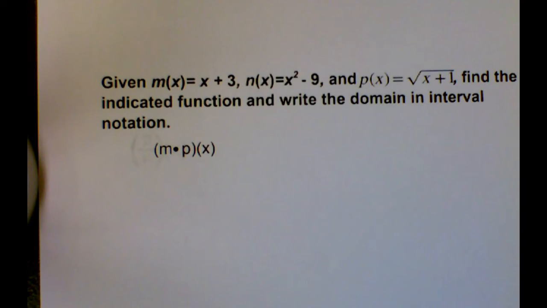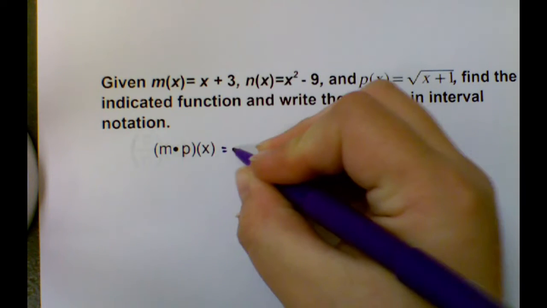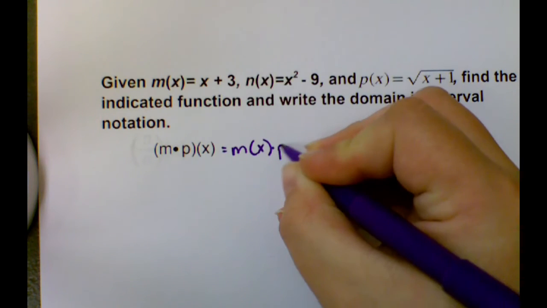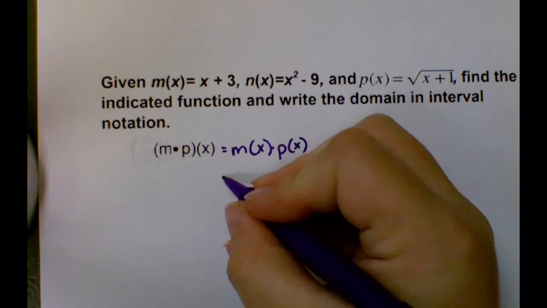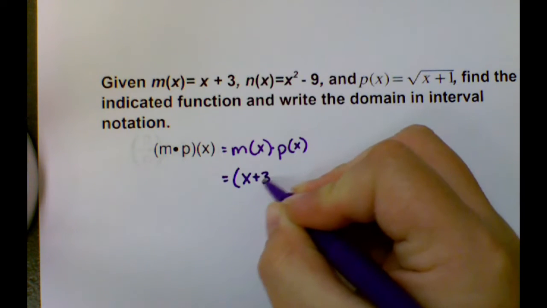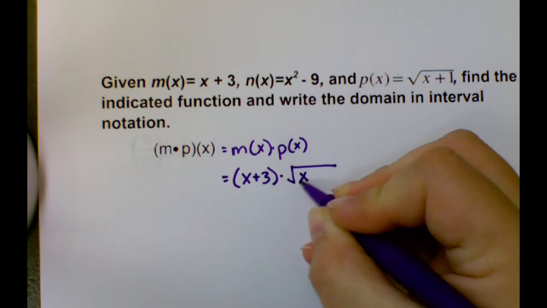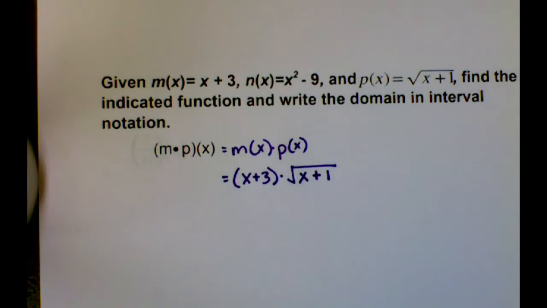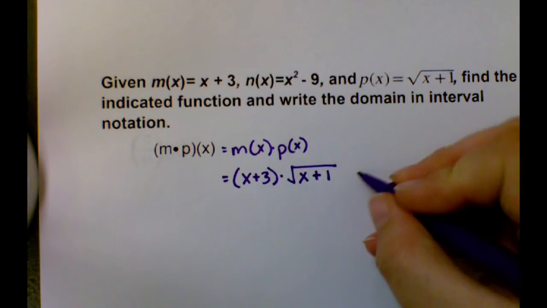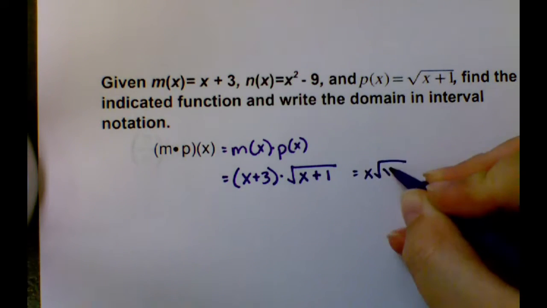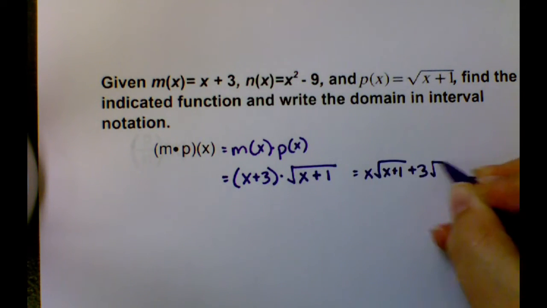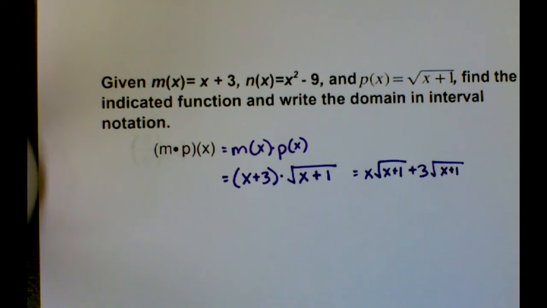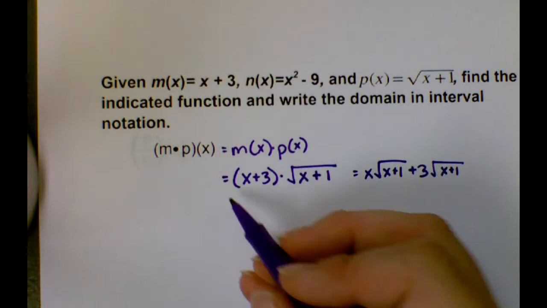For m times p of x, we're going to take m of x and multiply by p of x. M of x is x plus 3. P of x is the square root of x plus 1. Now there's really no simplifying that I can do here. I can distribute the square root of x plus 1 and make it x times the square root of x plus 1 plus 3 times the square root of x plus 1. But I don't know if that's necessarily simpler, so I would probably leave it right here.